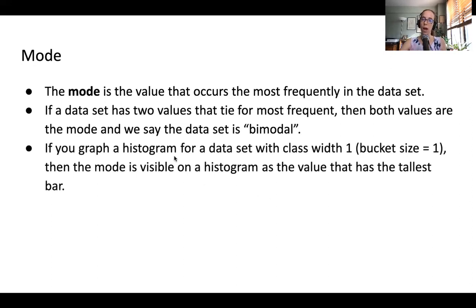If you graph the histogram for a data set with a class width of 1, or in Google Sheets, we say the bucket size is equal to 1, then the mode is visible on the histogram as the value that has the tallest bar. If the bucket size is not 1, then the mode may or may not be in the tallest bar. Often it is, but it's not guaranteed if you're not using a bucket size of 1.